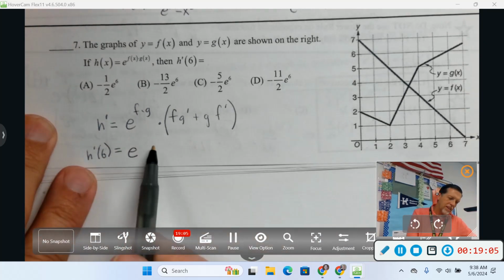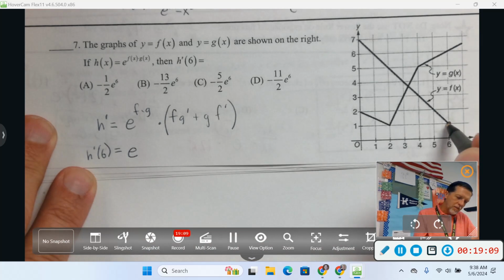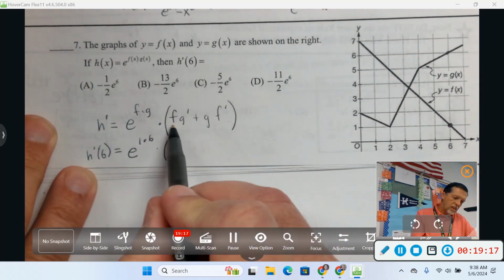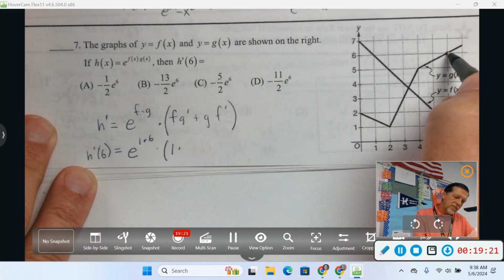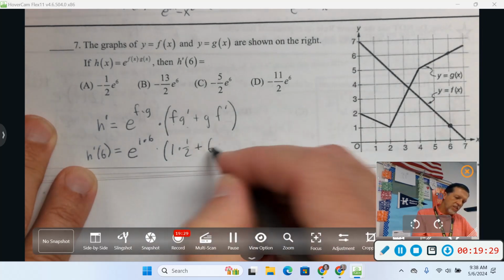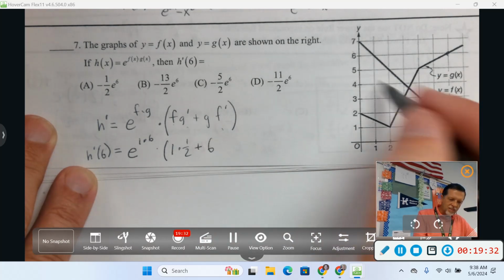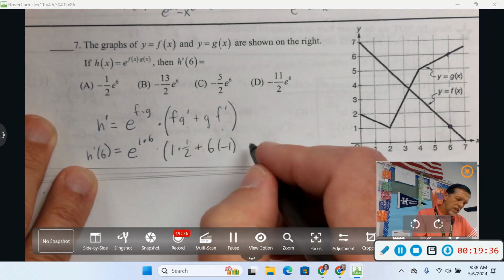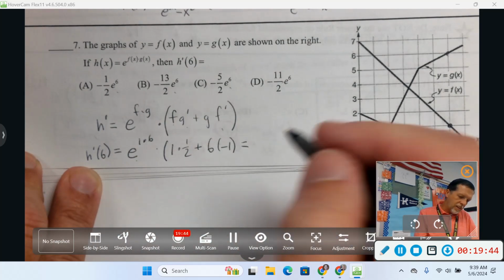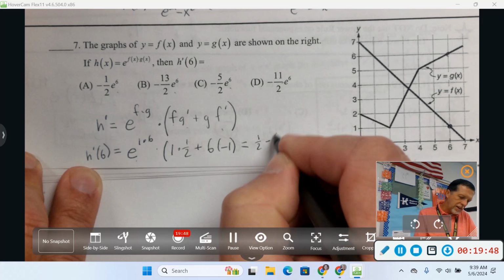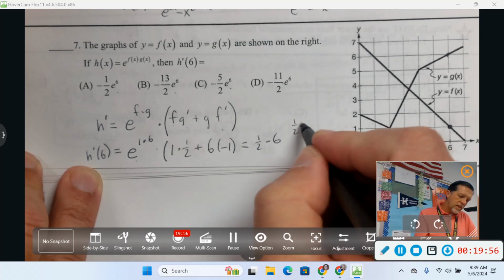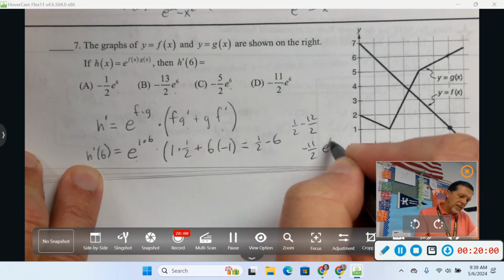So at 6, f of 6 is 1, g of 6 is 6, f of 6 is 1, g prime at 6, that would be the slope at 6, is 1/2, g of 6 is 6, f prime at 6 is -1. So I know it's going to be e to the 6th, but they've all got e to the 6th, so I need to do 1/2 minus 6. That would be 1/2 minus 12/2 is -11/2 e to the 6th.